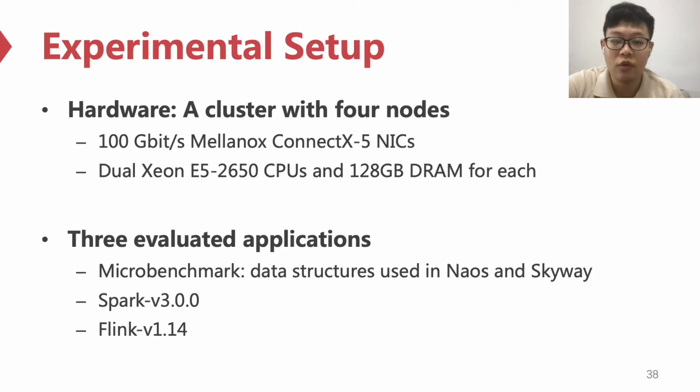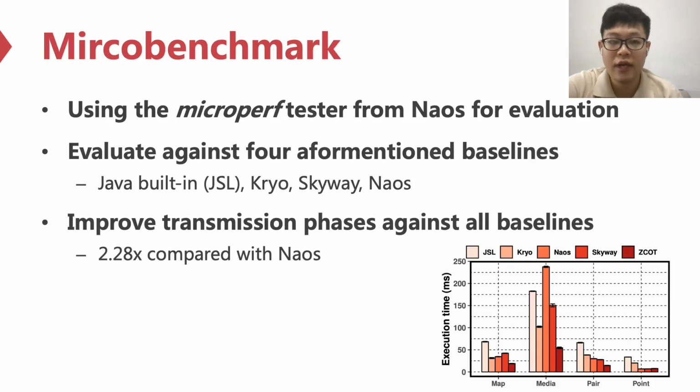As for evaluation, we use a cluster with 4 nodes. It contains 100 gigabit network cards, and each node contains 2 CPUs and 128 gigabytes of DRAM. For the evaluation, we use 3 different workloads. The first one is Microbenchmark, and the other 2 are Spark and Flink. The Microbenchmark uses the microperf tester from Nelt for evaluation. The microperf serializes and deserializes different kinds of data structures and sends them through the network and evaluates performance.